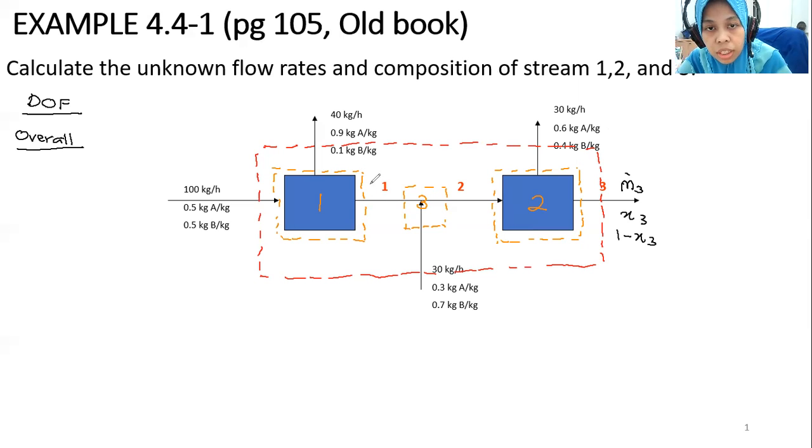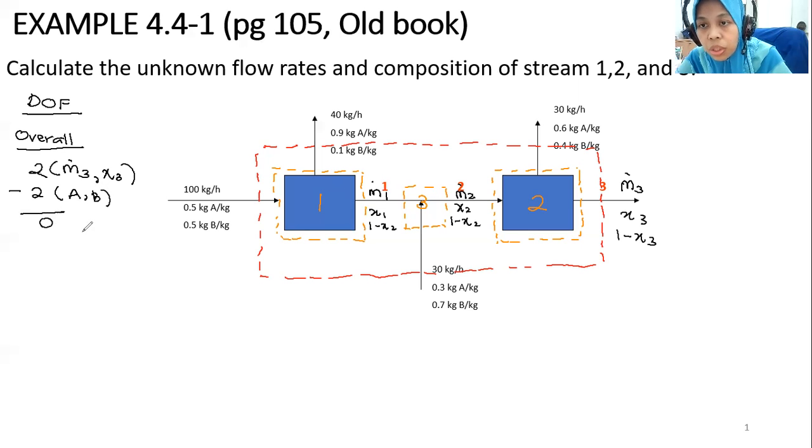This one is M1, X1 and 1 minus X1. And then M2, X2, 1 minus X2. For the overall, we don't know the values for the outlet stream 3. So for our unknowns, we have two unknowns, which are M3 and X3. For the substances, we have two substances, substance A and substance B. So our degree of freedom is equal to 0.